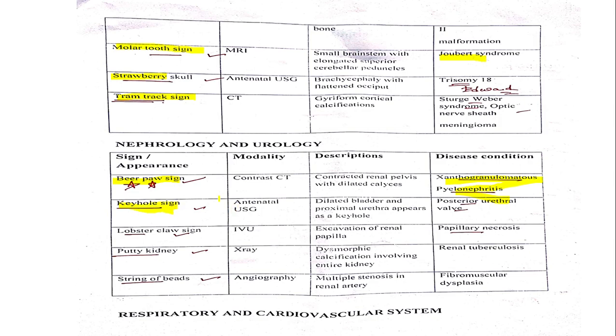Keyhole sign in antenatal USG is seen in posterior urethral valve. It is due to dilated bladder and proximal urethra appearing as a keyhole. Lobster claw sign is seen in papillary necrosis. Putty kidney on X-ray is seen in renal tuberculosis, as we have seen already. String of beads is seen in fibromuscular dysplasia. It is due to multiple stenoses in the renal artery. It is seen in angiography.